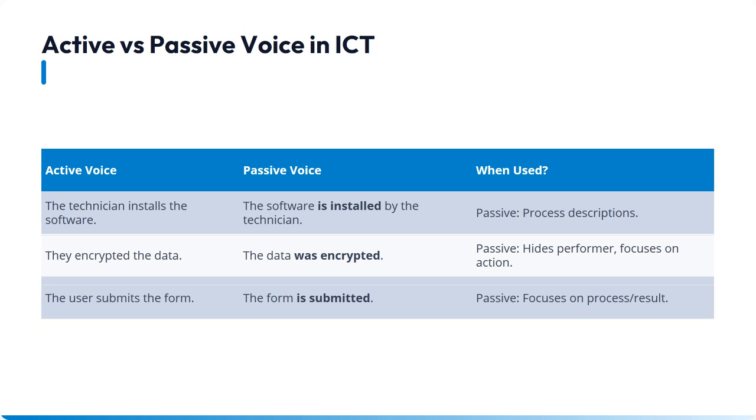Okay, you can use it as well to hide the performer and to focus on the action. They encrypted the data. Here it's better to say that the data was encrypted, to focus on the action, and as well to focus on the process or on the result of the action. Like the user submits the form, the form is submitted.